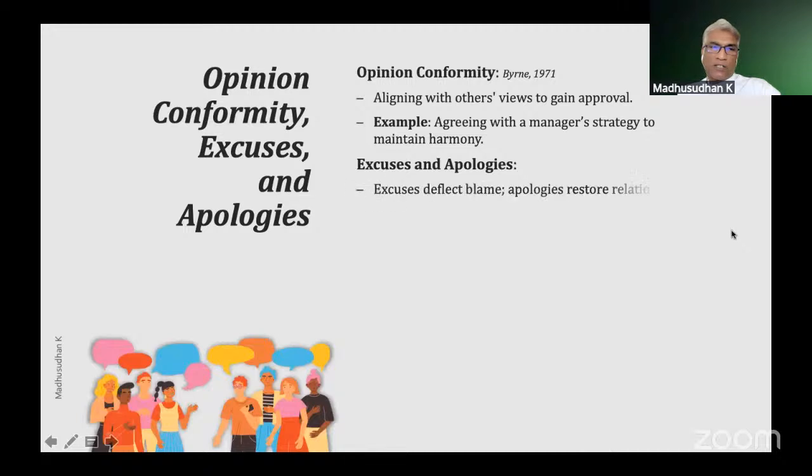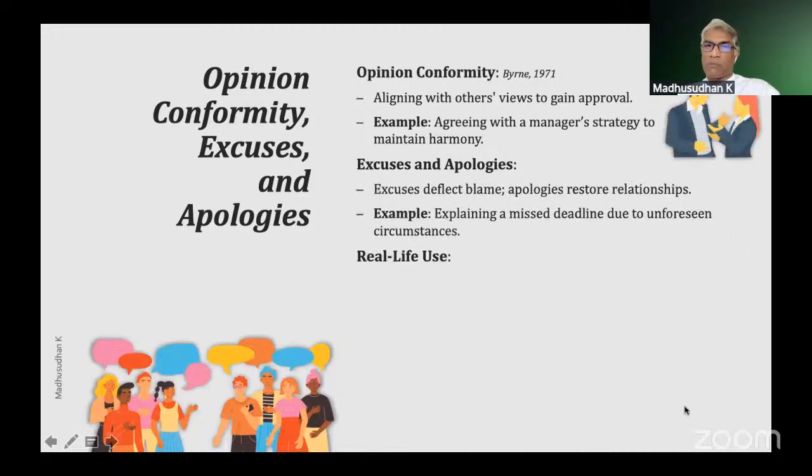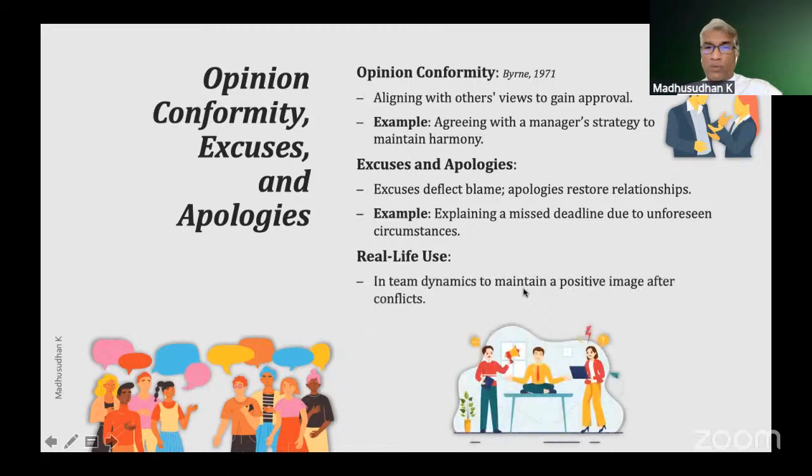Excuses and apologies. So excuse deflects blame. Excuse लेते ही बोलेंगे अरे क्या है, he is doing it wantedly, again is giving excuses. Instead of excuse, if you say apologies, then immediately the relationship restores. Explaining a missed deadline due to unforeseen circumstances: don't explain it. Instead of that, you give an apology, and immediately the relationship restores.